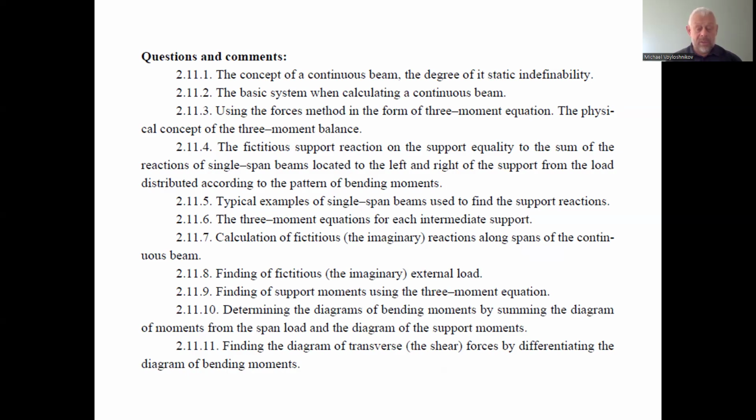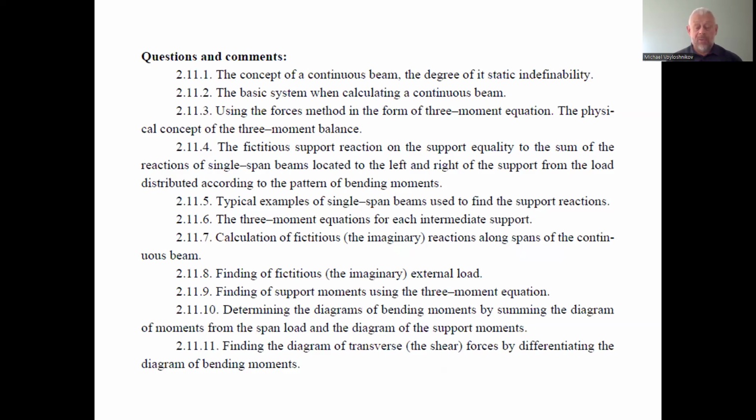Finding support moments using the three-moment equation: we can solve the three-moment equation system to find the support moments. Any approach to solve the system of equations can be used, such as Excel for solving the linear system of equations, or a Mathcad system, to find the support moments and then the support reactions.